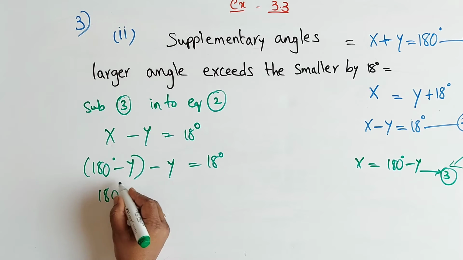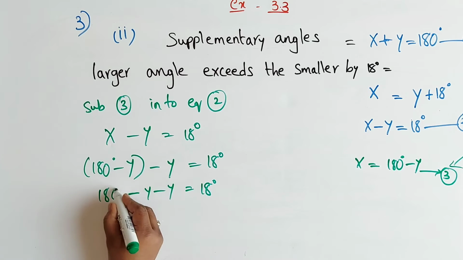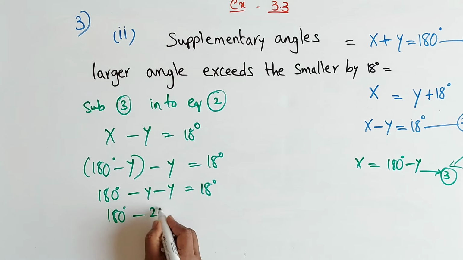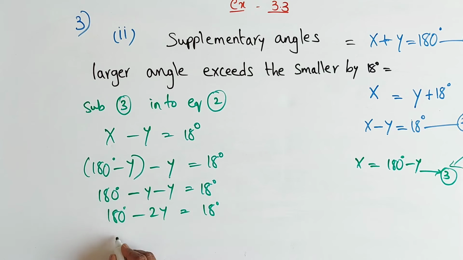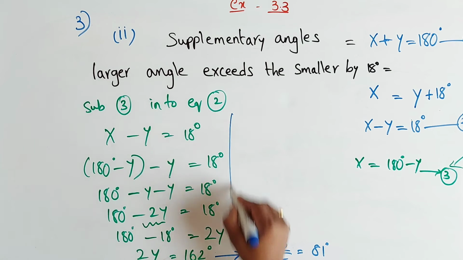So, remove the brackets. 180 minus y minus y, that is 180 degrees minus 2y equal to 18 degrees. This 18 will come to the left hand side: 180 degrees minus 18 equal to 2y, it will be positive 2y. So, 2y equal to 162 degrees, children. Therefore, y equal to 162 by 2, that equals 81 degrees.